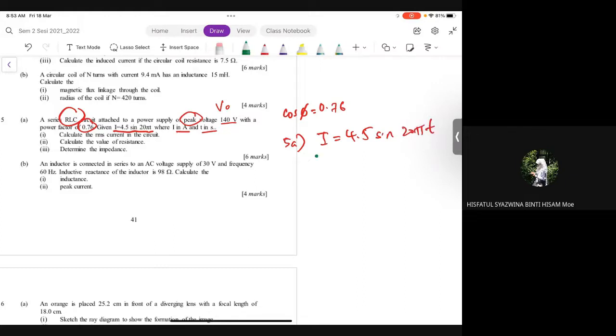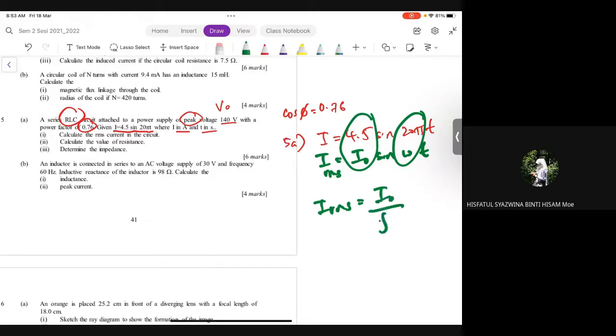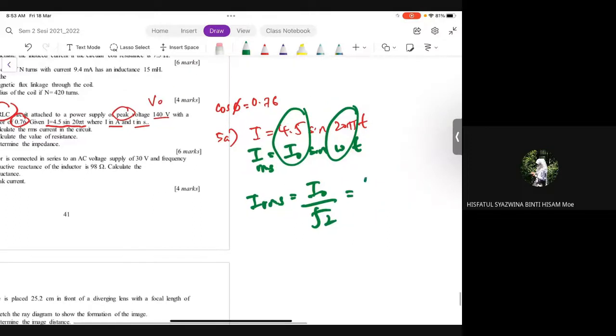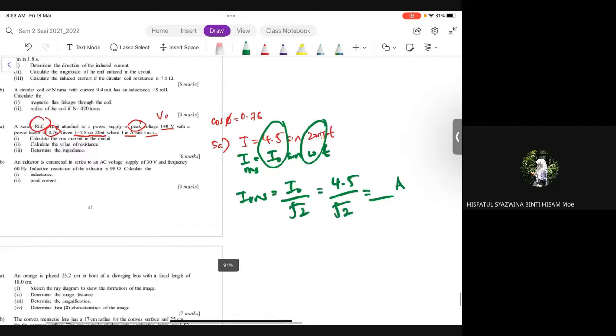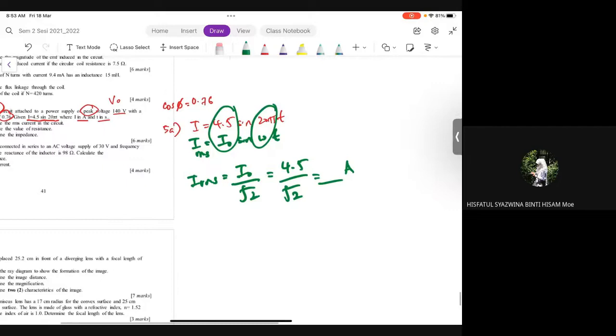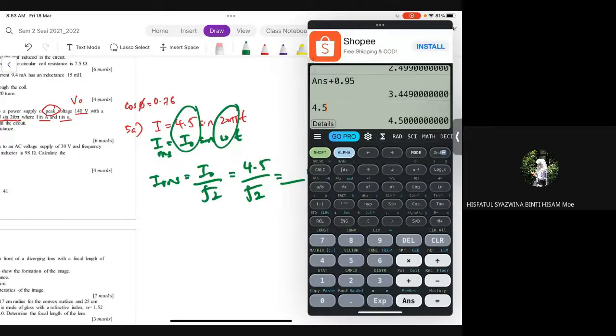So dia akan jadi I0 sin omega T. Actually I ni I RMS lah. So I0 dah ada, omega dah ada. So they ask you to calculate I RMS. So I RMS sama dengan I0 over square root 2. So I0 ada 4.5, you dapat lah divide by square root 2. So you get the answer lah, ampere. So jawapan saya 4.5 divide by square root 2. So 3.18.